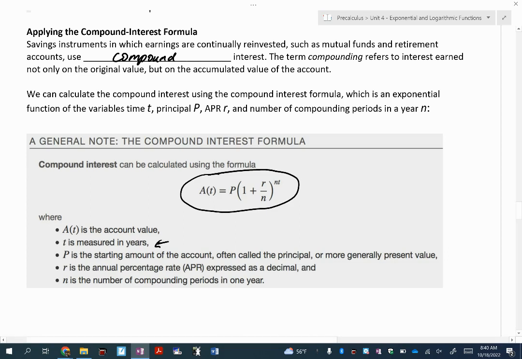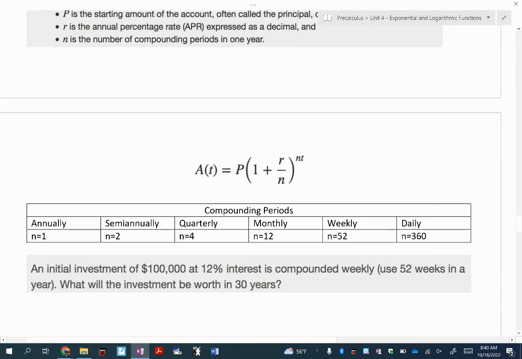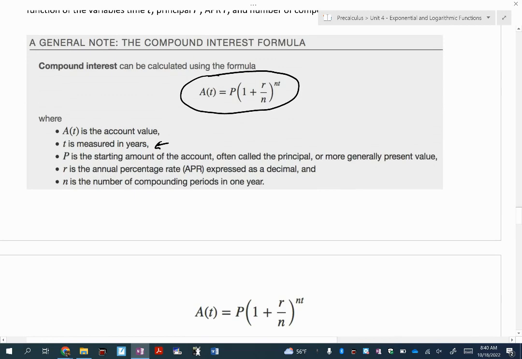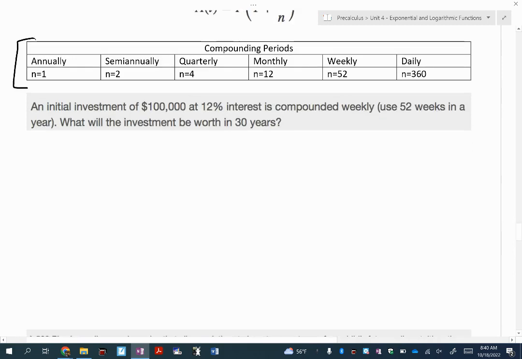Letter n is the number of compounding periods in 1 year. There's a little table here. We're talking about compounding annually, that's once a year, semi-annually, twice a year, quarterly, 4 times a year. So this is a really good table to memorize for yourself. And then obviously time t measured in years. This is a formula that you'll be using so much, you should hopefully have it memorized.